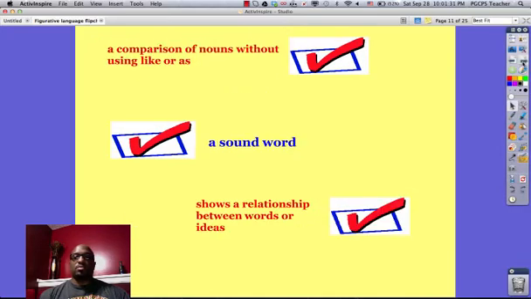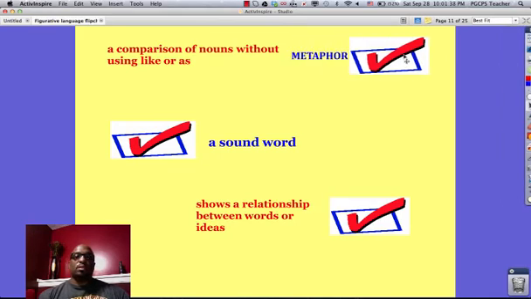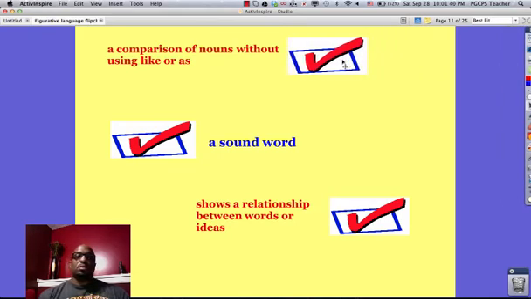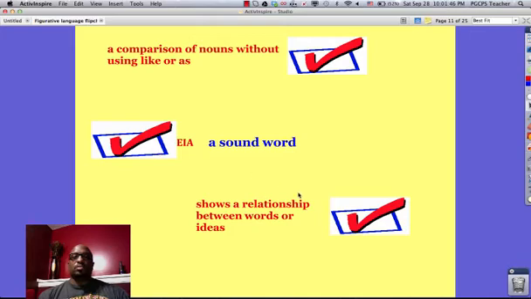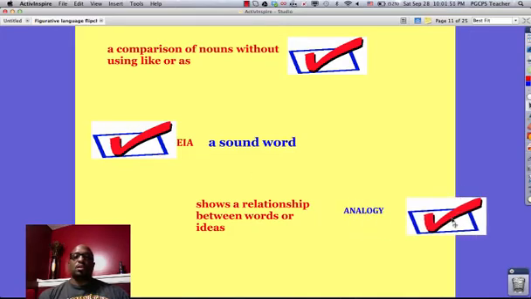All right, so now this is what we're going to do. Oh, sorry, I forgot about this one. A comparison of nouns without using like or as would be metaphor. A sound word would be, right, onomatopoeia. And one that shows the relationship between words or ideas would be our new one, analogy.